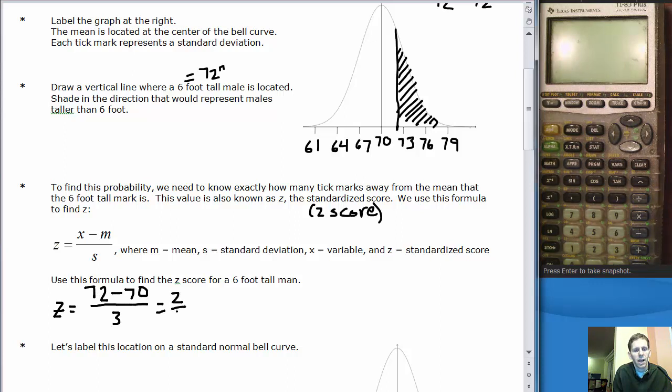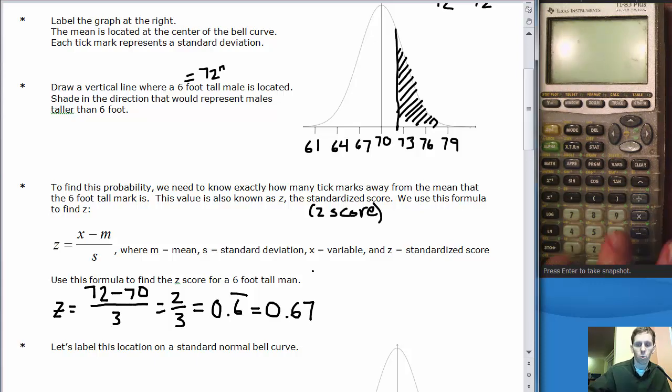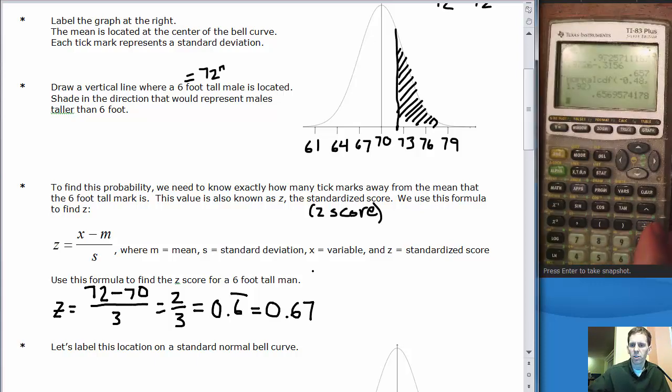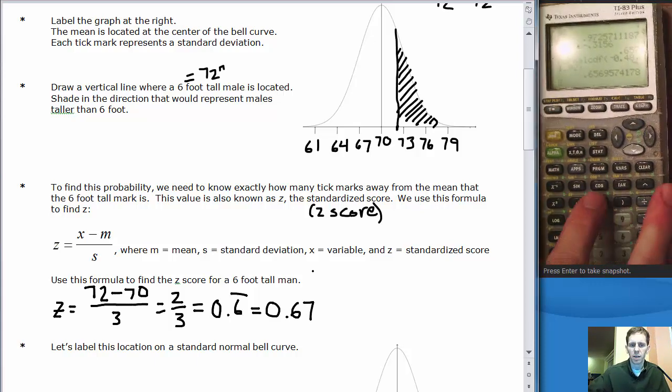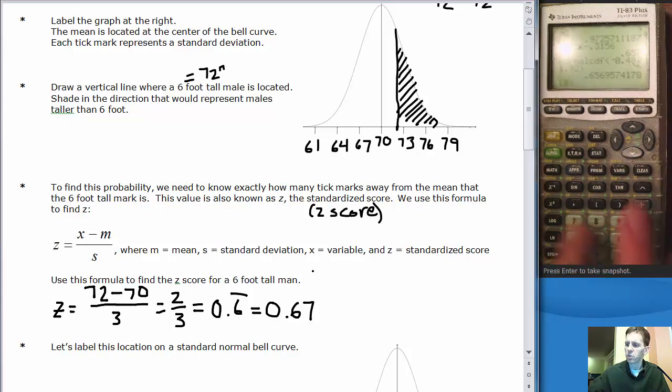And then typically we round this number to the nearest hundredth. 2/3 is 0.6 repeating. We're not going to write it as 0.6 repeating. We're going to round it to the hundredths place, which would be 0.67. It rounds up. Now, if you're using your calculator, just a warning, when you type this in your calculator, what you want to do is actually type in the numerator 72 minus 70 in parentheses before dividing by 3. This will get you 0.6 repeating, which we round to the hundredths place.